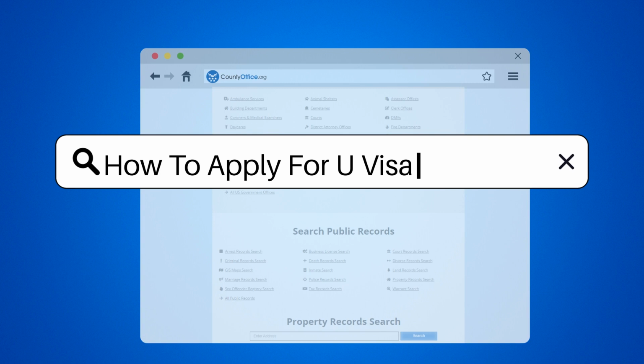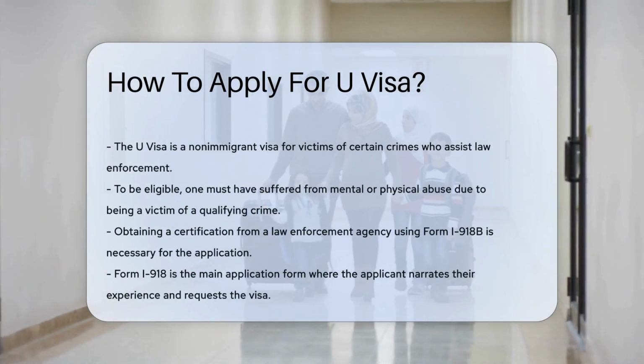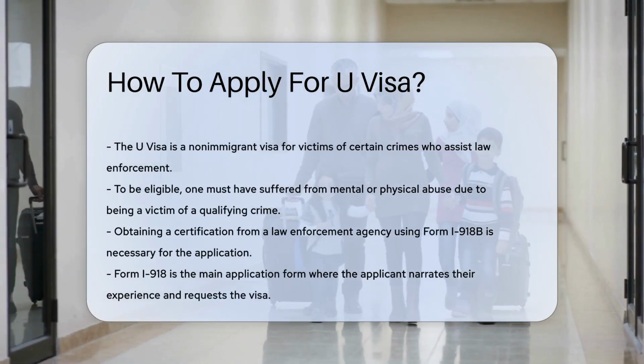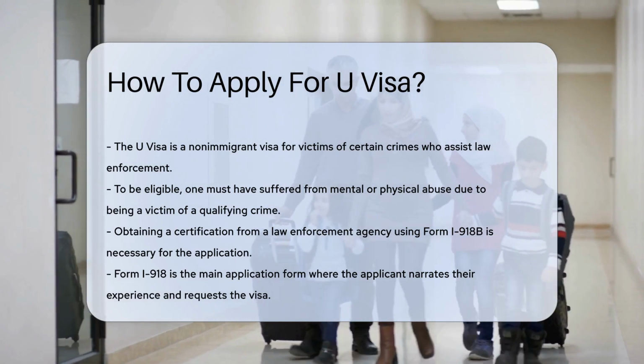How to apply for U visa. A U visa is a non-immigrant visa for victims of certain crimes. It's designed to help those who've suffered and are willing to assist law enforcement. Sounds like a beacon of hope, right? Now let's guide you through the application process.